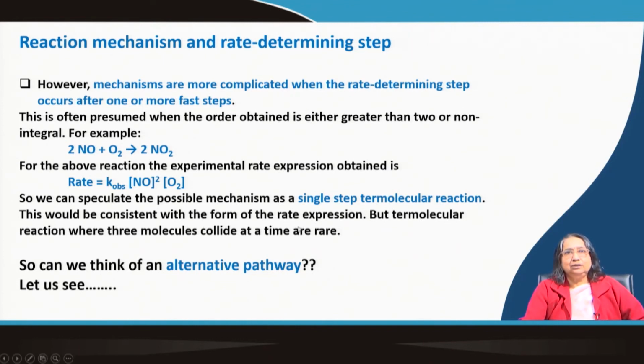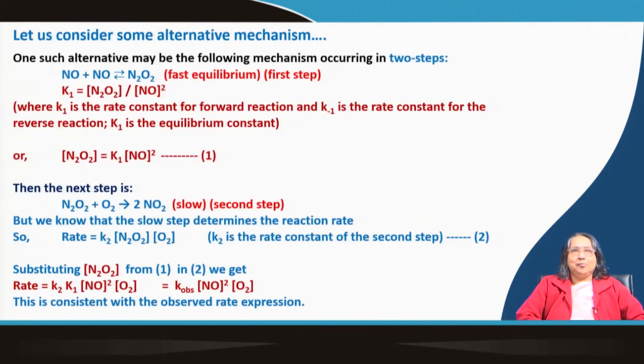This would be consistent with the form. So, how to think? If it is a termolecular mechanism, then it will match with this rate expression, but it is not common. So, can we think of an alternative pathway? Let us see whether we can do it, okay.